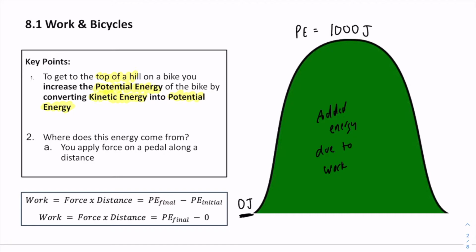Well, the answer is we apply force on our pedal along the distance of our pedal stroke. And we call this force times distance. We call this quantity work. And work is equal to change in the energy of an object.